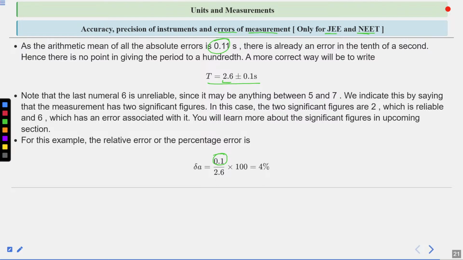Yes, all NCERT have this topic. Clear? Okay, all right. No problem.